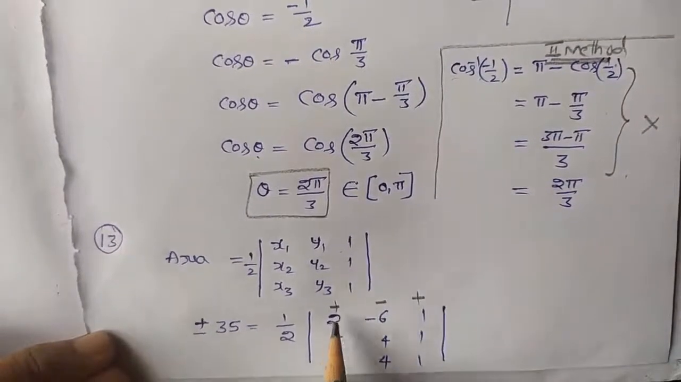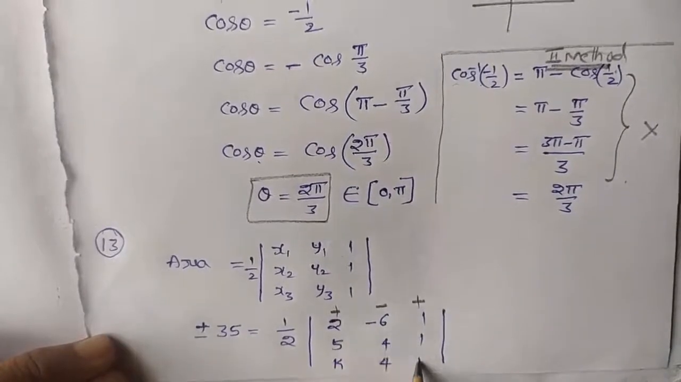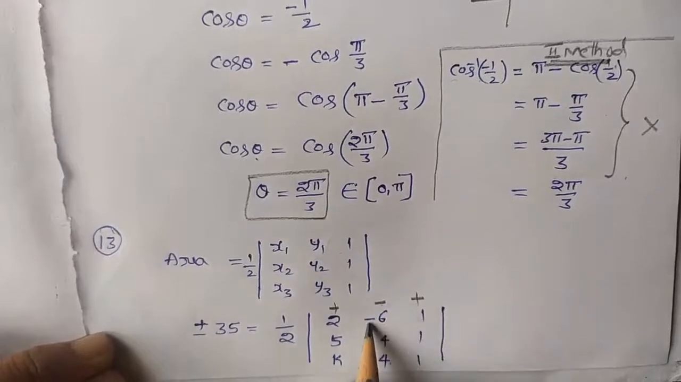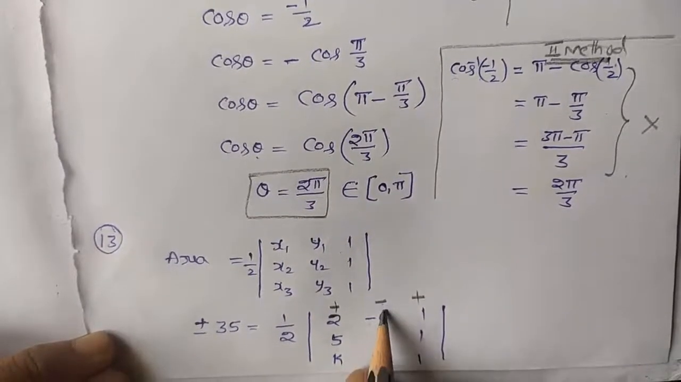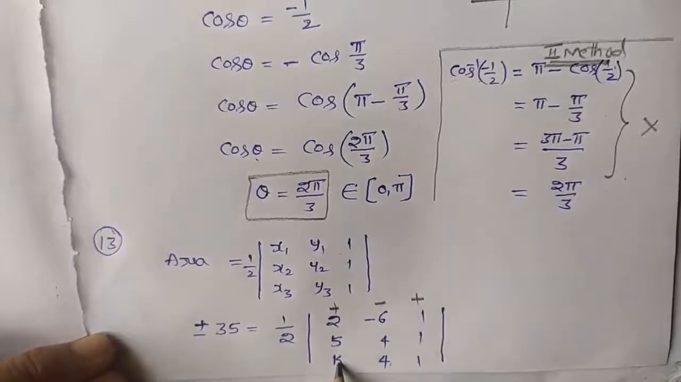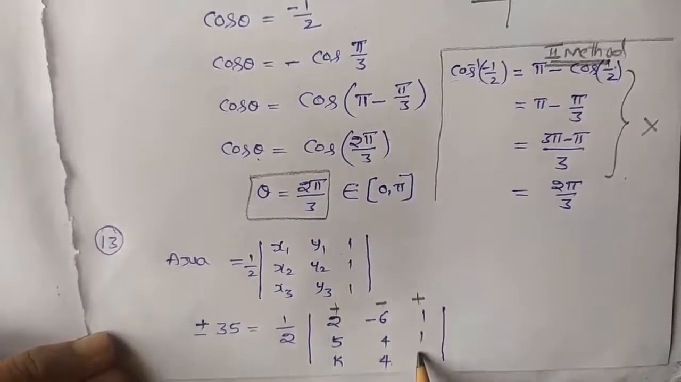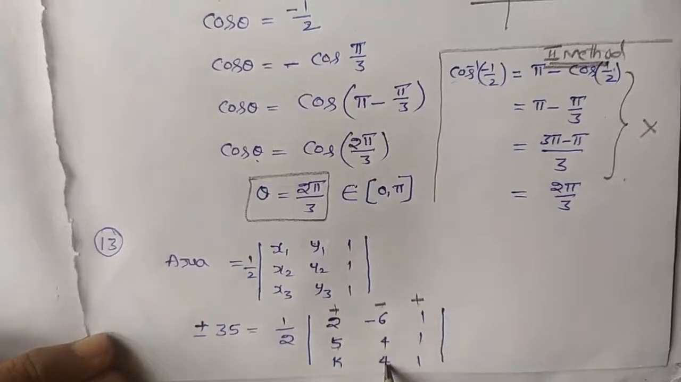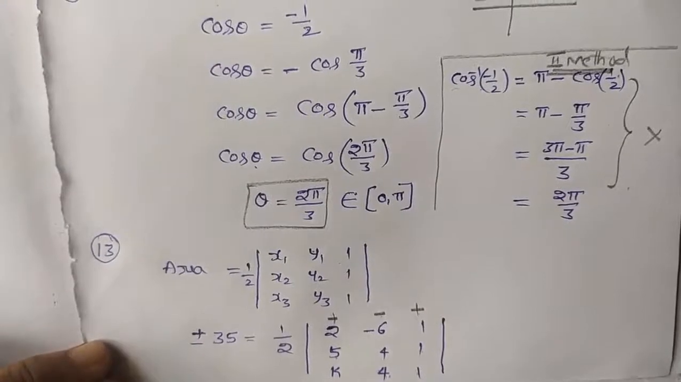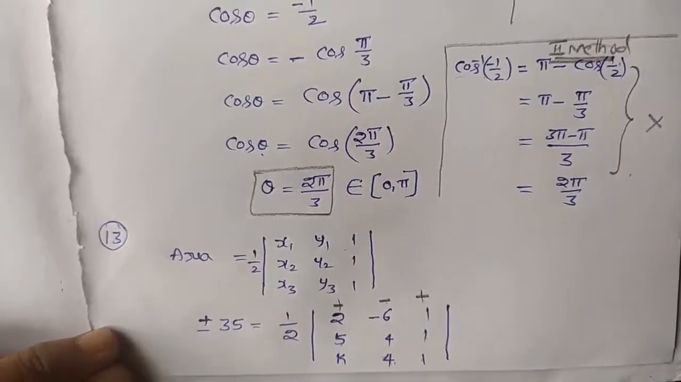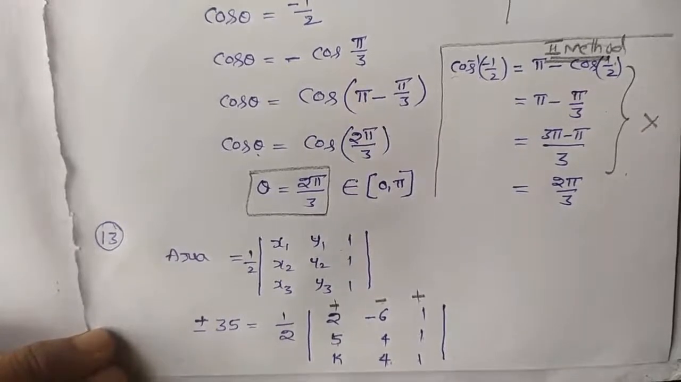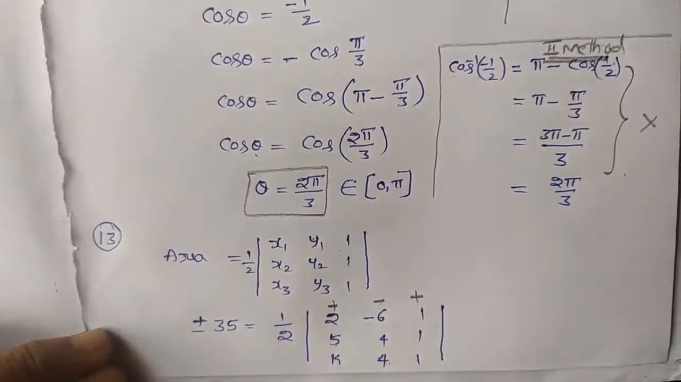So plus 2 into, deleting the corresponding row and column, 4 into 1 minus 1 into 4, which is 4. Next, minus of minus 6 is plus 6. Deleting the corresponding row and column, 5 into 1 is 5 minus 1 into k is k. Next plus 1 into, 5 into 4 is 20, 20 minus 4 into k is 4k. I'm just turning this sheet to the next page. If you want to take a screenshot, you can.